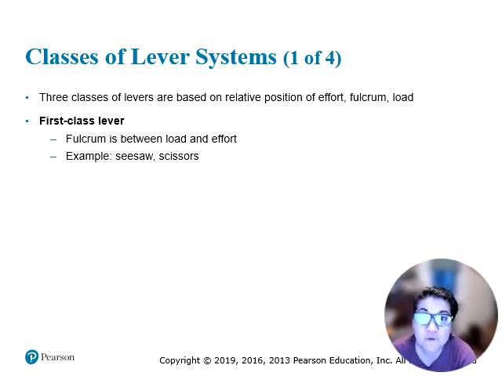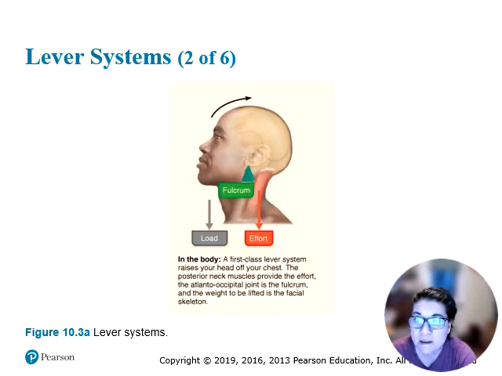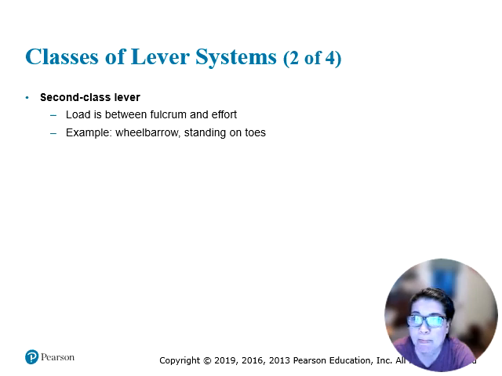Okay, so a first class lever is what you just saw, like a seesaw. That's a first class lever. The fulcrum is in the middle. So there is your typical first class lever. Your effort goes down and your load goes up, just like a seesaw. And here's an example of that. This isn't the best example, but your effort is here, and then it's going to cause your load's pulling down, it's going to cause your chin to go up, and your fulcrum is right there in the middle.